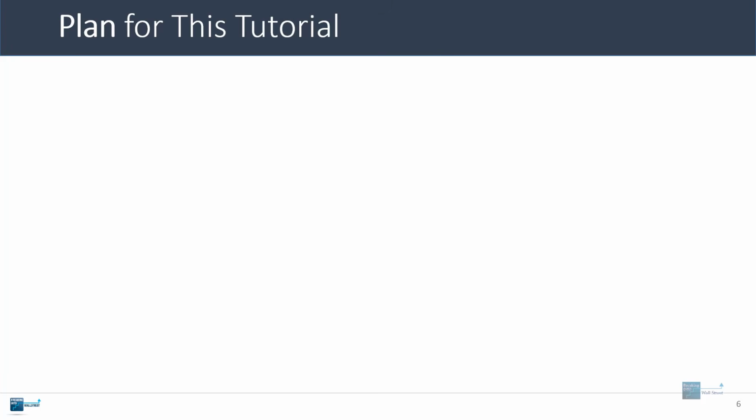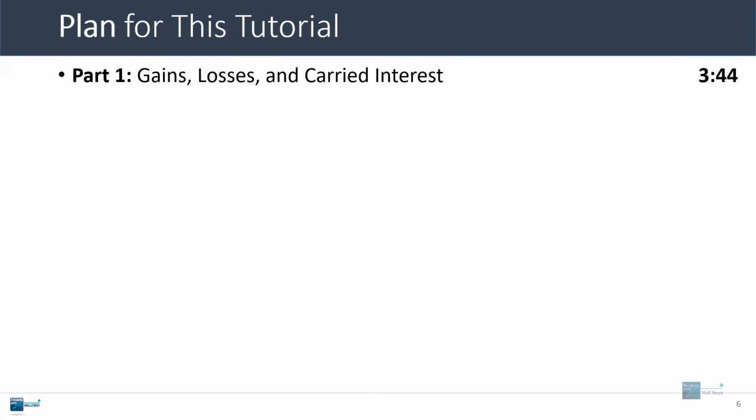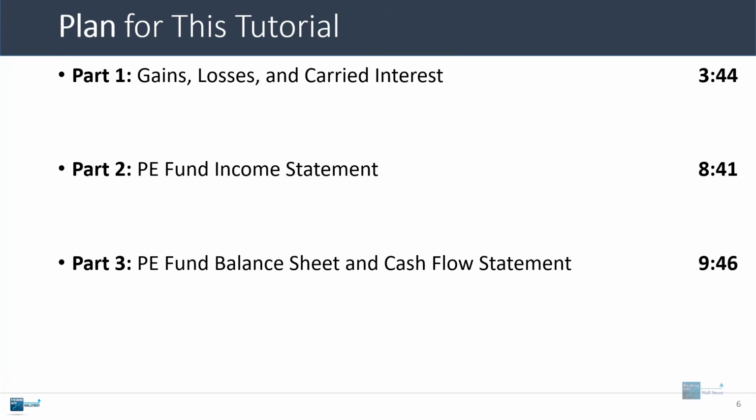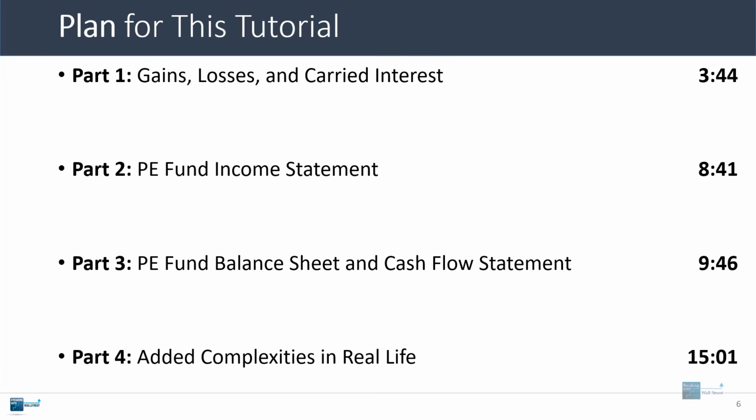Now I want to go through some of the Excel formulas in more detail and show you exactly how this model is set up. So we're going to start with gains, losses, and carried interest. Then I will go through the income statement for a PE fund and show you some of the differences and formulas there. We'll go through the balance sheet and cash flow statement, and then I'll explain how in real life it gets even more complicated, and I'll explain some of what you have to do differently and some of the additions that you'd see for a real life private equity fund model.